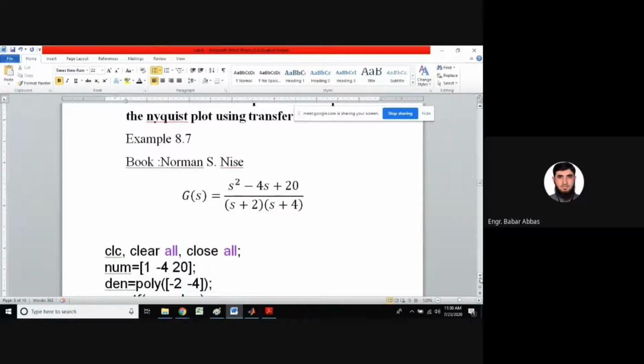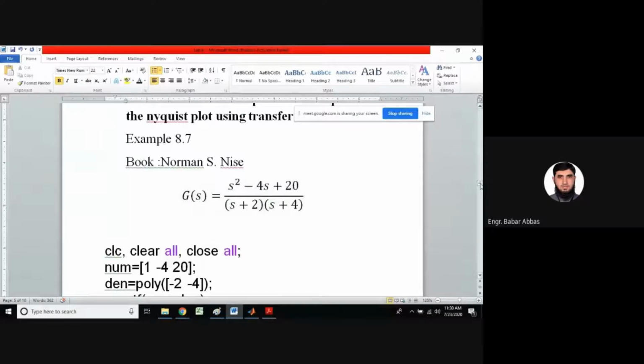The transfer function G(s), the open loop transfer function, is equal to (s square minus 4s plus 20) divided by (s plus 2)(s plus 4). Here the numerator is in polynomial form, so we may write the coefficients of the polynomial directly. The denominator is in factor form, so we might use the command poly. First we will multiply these two and then it will be a polynomial.